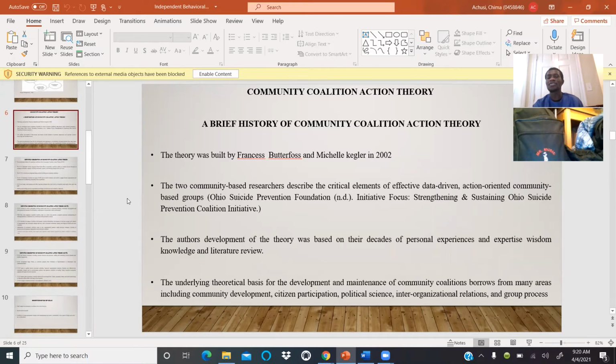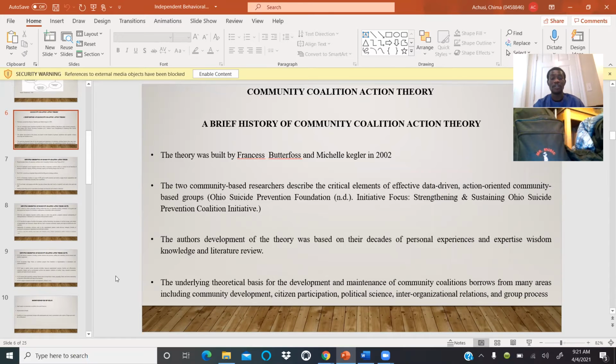community coalition action theory, a brief history of community coalition action theory. The theory was built by Frances Butterfoss and Michelle Kegler in 2002. The two community-based researchers describe the critical elements of effective data-driven, action-oriented community-based groups. Ohio Suicide Prevention Foundation initiative focus: strengthening and sustaining the Ohio Suicide Prevention Coalition initiative. The authors' development of the theory was based on their decades of personal experience and expertise, wisdom, knowledge, and literature review.